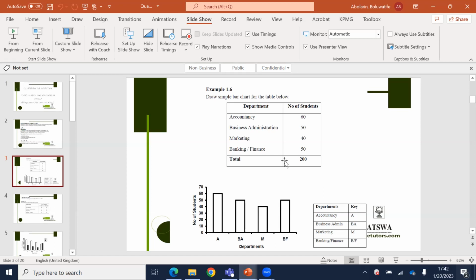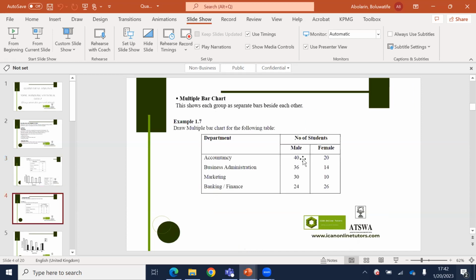So can we move on? Did you get it? Yes, ma'am. Okay. Let's move on. So the next one is multiple bar chart. This is the question. It says this shows each group as separate bars beside each other. Now it's talking about bar chart. A multiple bar chart shows each group as separate bars beside each other. Now see an example. Draw multiple bar charts for the following.